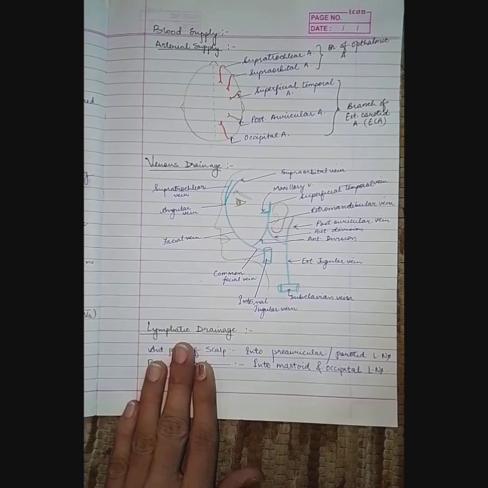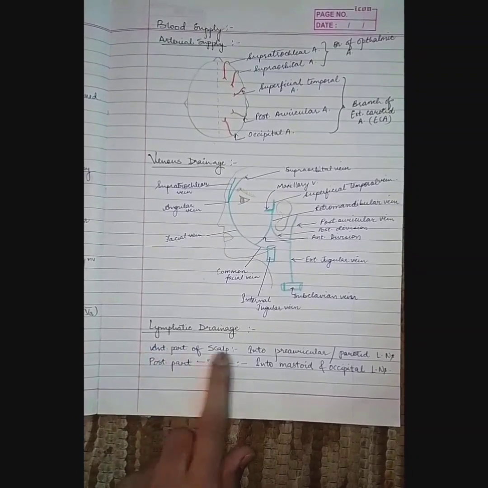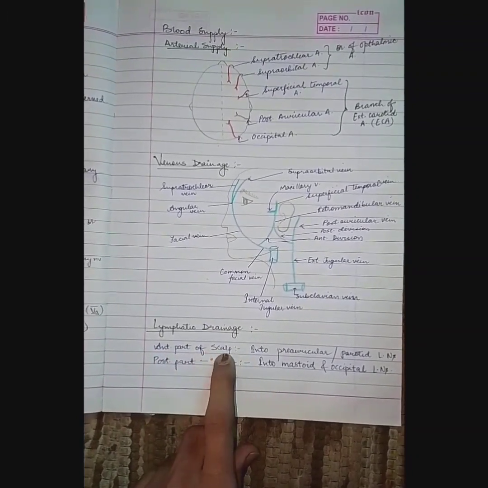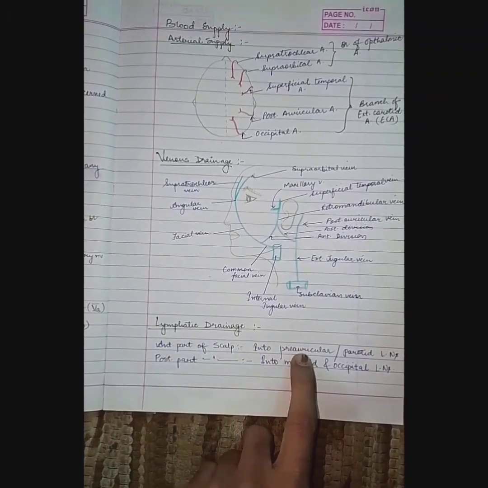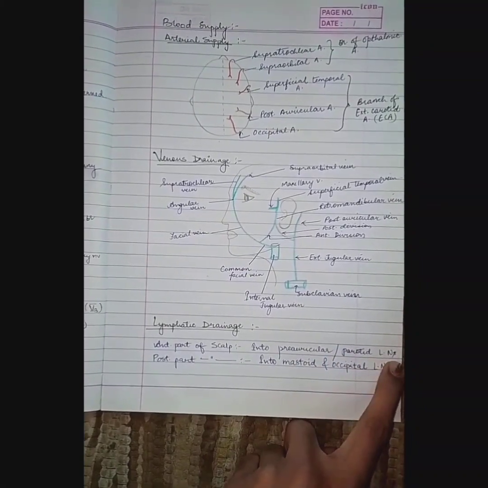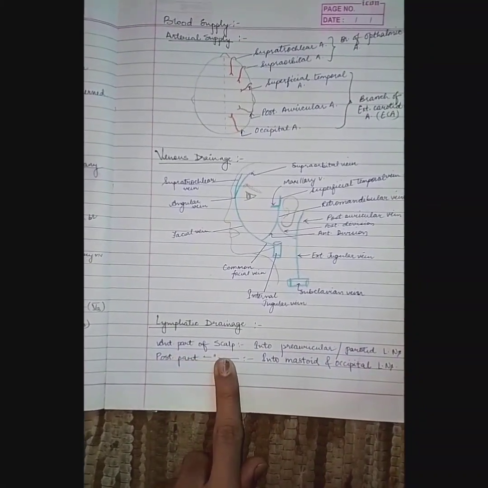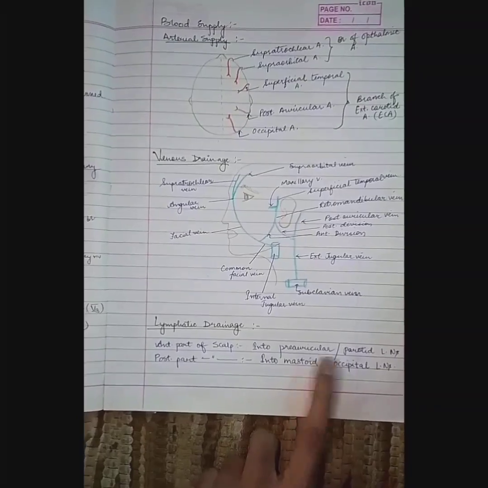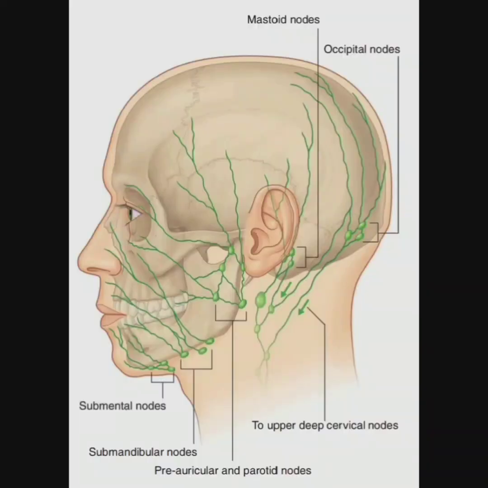Talking about the last part, that is the lymphatic drainage. In the anterior part of the scalp, the lymph drains into the preauricular or parotid group of lymph nodes, and the posterior part of the scalp drains into the mastoid and occipital lymph nodes.